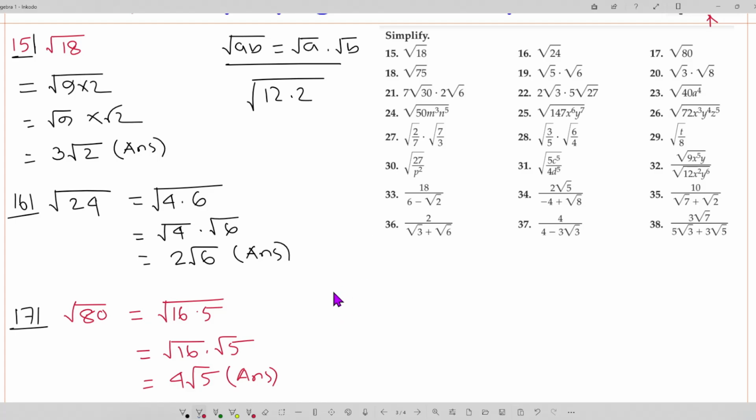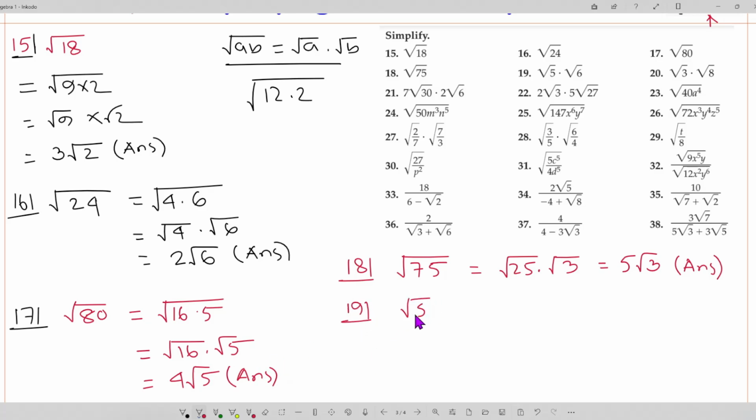Now number 18, we can write in here. Root 75. So this one we can write root 25 times 3, or root 3. So root 25 means 5 and this is root 3. This is our answer. Number 19, root 5 times root 6.